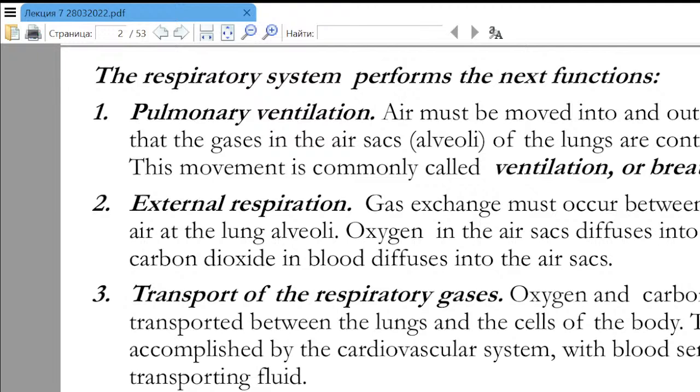Transport of respiratory gases: oxygen and carbon dioxide must be transported between the lungs and the cells of the body. This is accomplished by the cardiovascular system, with blood serving as a transporting fluid. Next function, internal respiration. At the systemic capillaries, gases must be exchanged between the blood and the tissue cells.